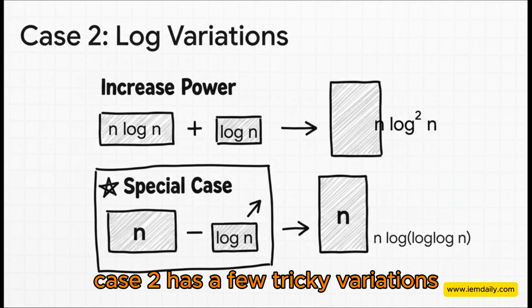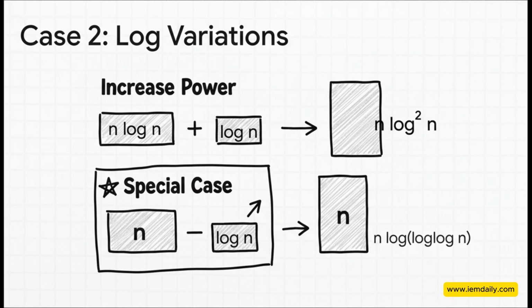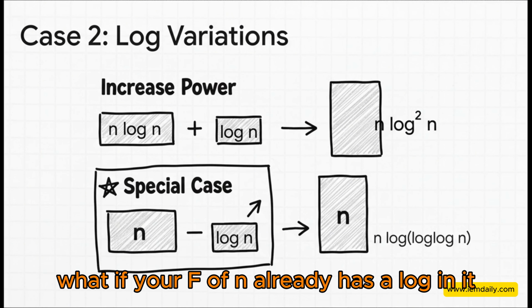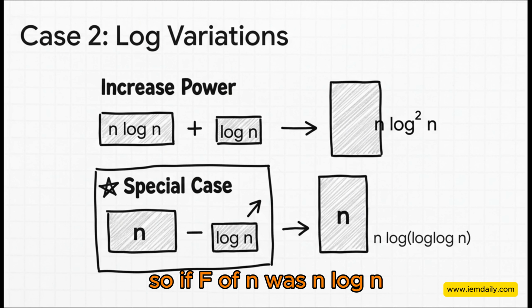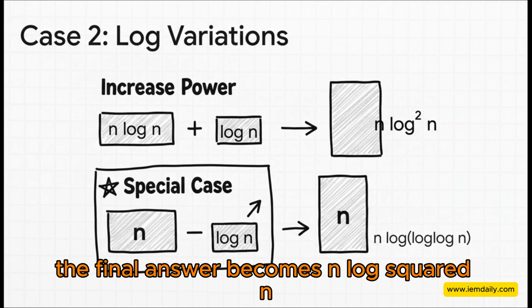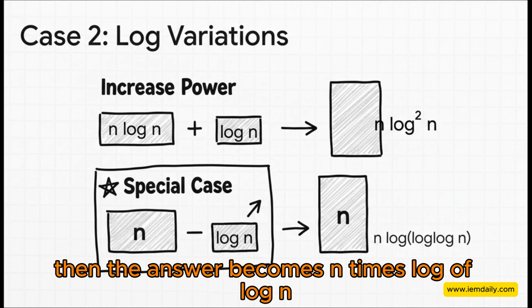Case 2 has a few tricky variations, but they're easy once you see the pattern. What if your f(n) already has a log in it? Simple. You just bump up the power of the log by 1. So if f(n) was n log n, the final answer becomes n log squared n. And what if f(n) is being divided by a log? Then the answer becomes n times log log n.